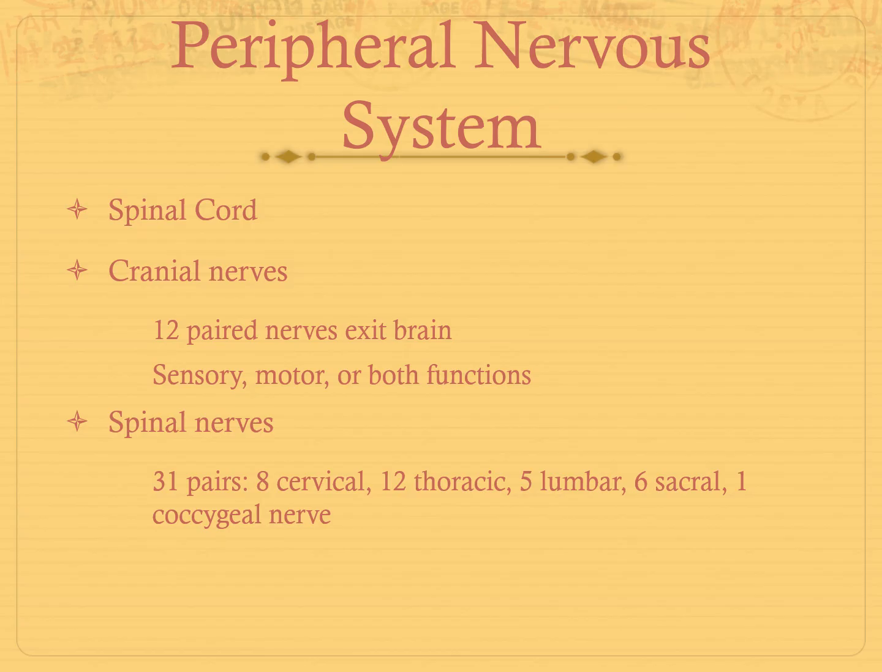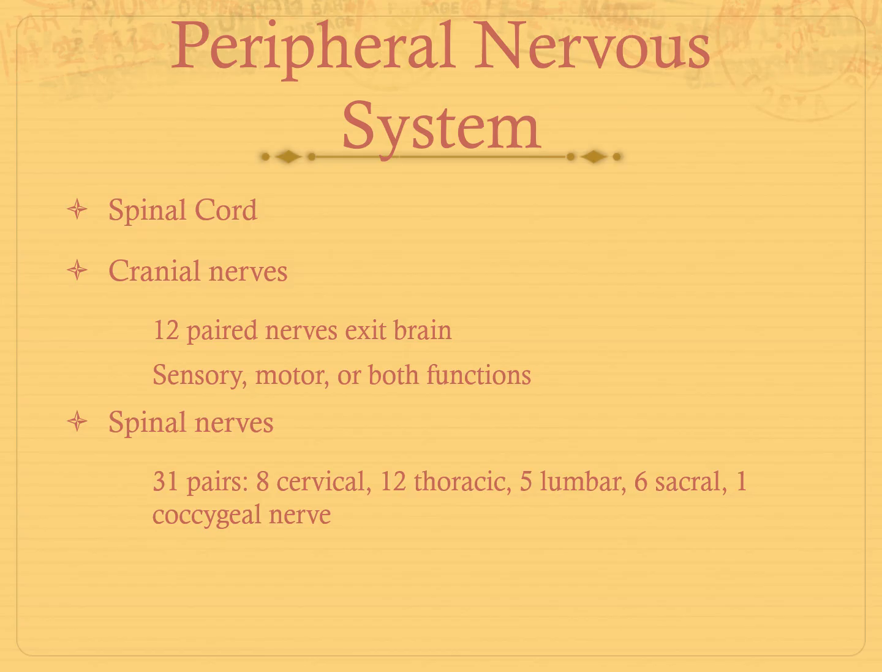Then we have spinal nerves. The peripheral nervous system also contains 31 pairs of spinal nerves, which branch off the spinal cord and innervate the entire body. And so these nerves are considered mixed nerves, meaning they contain both sensory fibers, which bring information to the central nervous system, and motor fibers, which carry commands from the central nervous system to muscles.